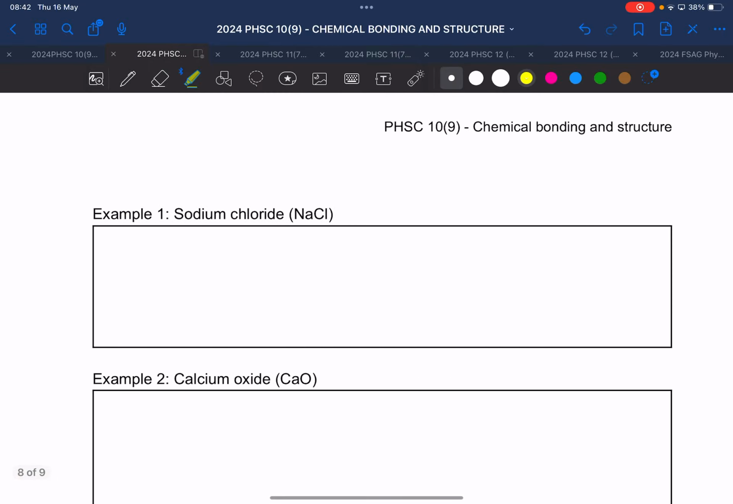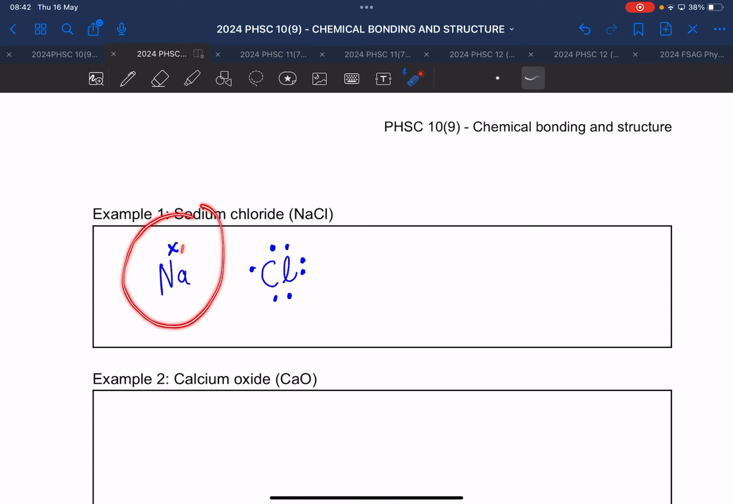Okay, so now let's draw some Lewis structures. We have sodium chloride, so we have sodium and chlorine. Sodium has how many valence electrons? 1. Group number 1, so it has 1 valence electron. How many does chlorine have? 7: 1, 2, 3, 4, 5, 6, 7. So, according to our rules, our metal, sodium, will give off its electron to our chlorine.